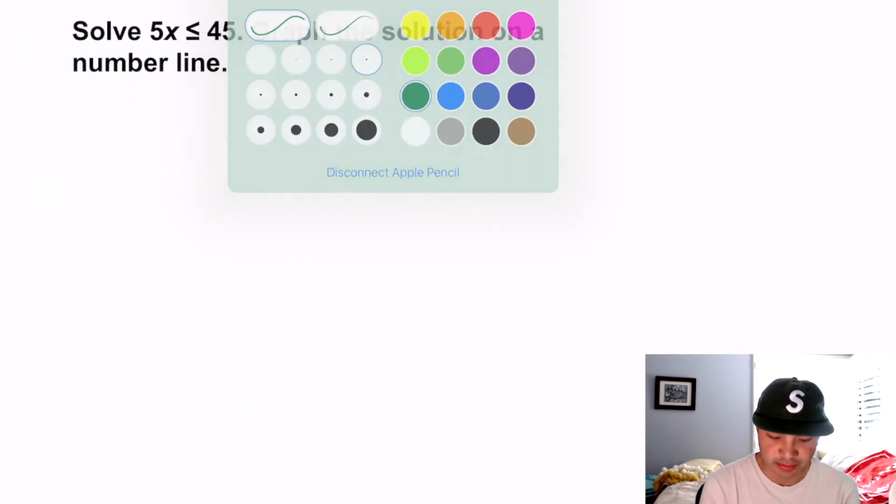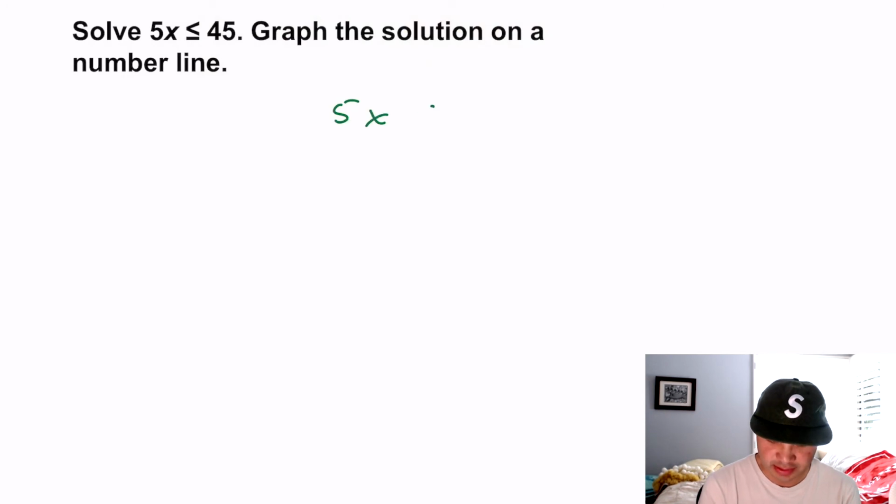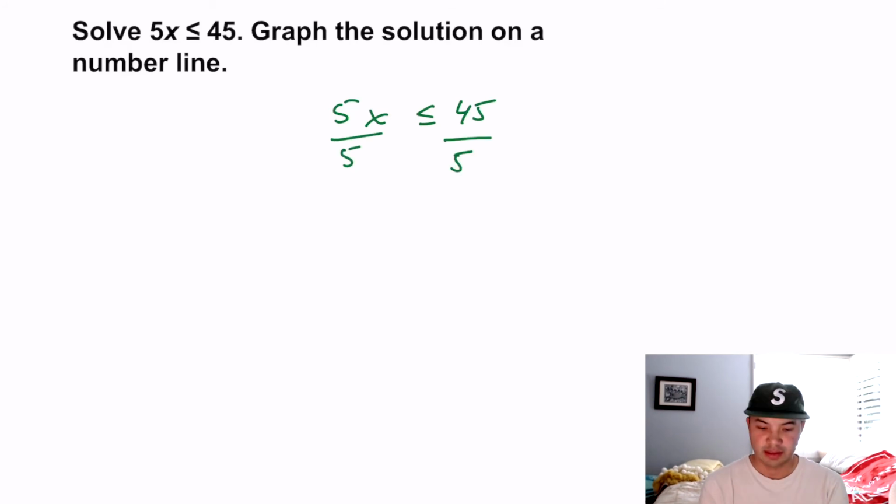So let's take a look at this. I always like to rewrite all of this. 5x is less than or equal to 45. Right? 5x means 5 times x. So the opposite of multiplying by 5 is dividing by 5. So usually we show it like this. And because it's nice to see that 5 over 5 cancels, you're left with x, and this is 9, and the inequality drops down. So x is less than or equal to 9.